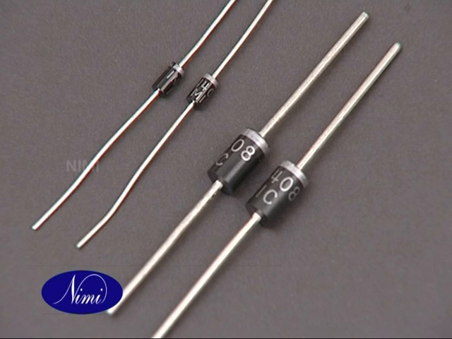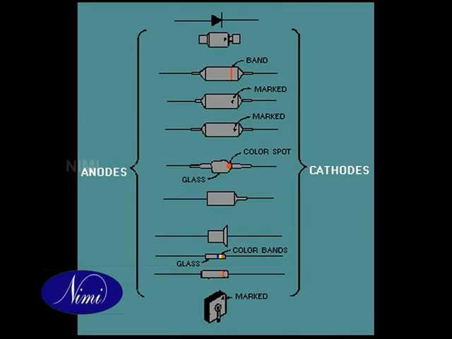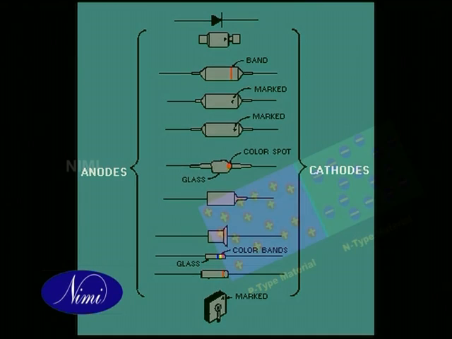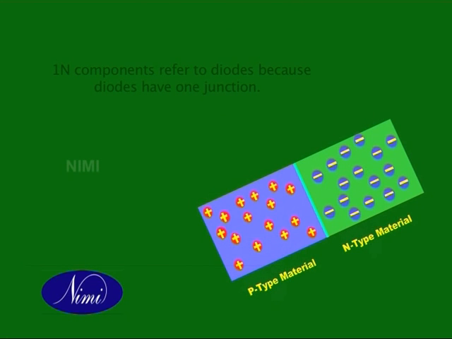The diodes are printed with a type number. When this type number is referred to in the manufacturer's manual, the detailed specifications for a particular type number of the diode can be obtained. 1N is used as a prefix for semiconductors with one junction. For example, all 1N components refer to diodes because diodes have one junction.